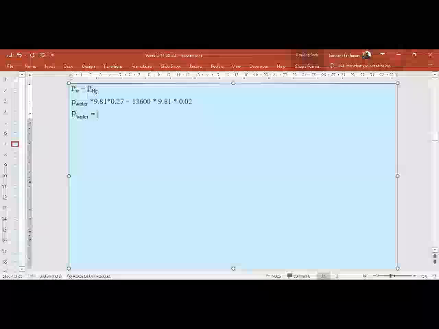Finally, we get the density of water to be equal to, just by resubstitution, we can just do a calculation over here. We'll get this value as 1007.41 kilogram per meter cube. Yeah, this is for the first part, and for the second part we need to find out what H2 is.